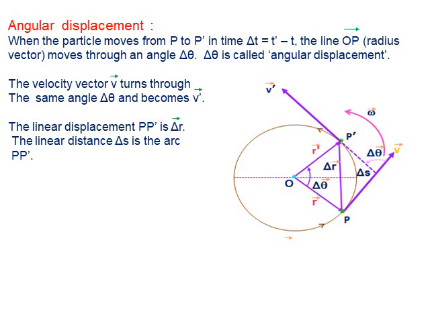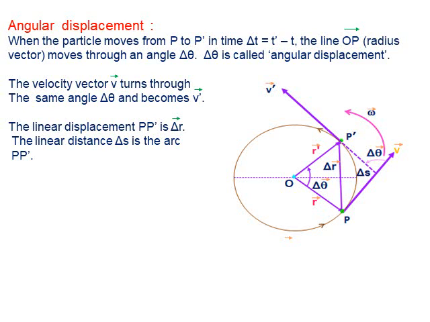Angular displacement. The angular displacement of a particle moving along a circular path is the angle swept out by its radius vector in the given interval. As shown in the figure, when the particle moves from P to P dash in time delta t, the line OP vector, known as radius vector, moves through an angle delta theta.